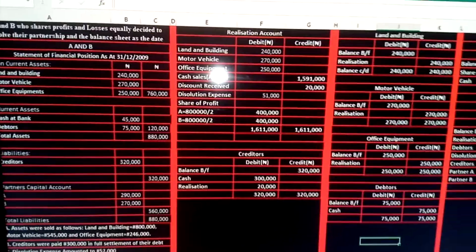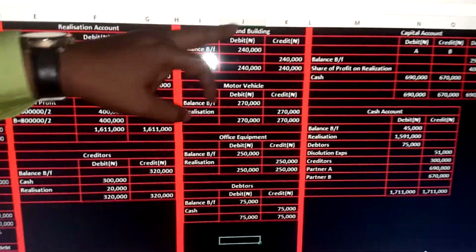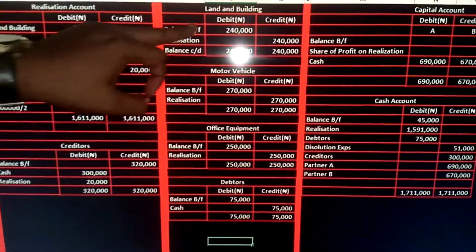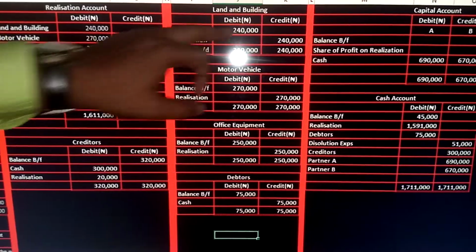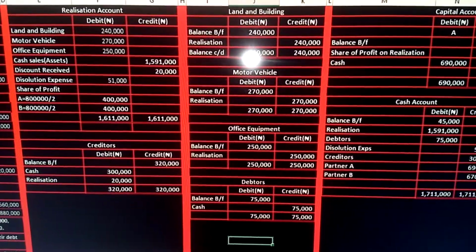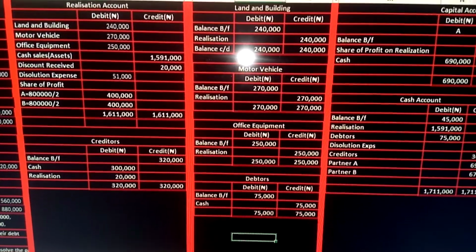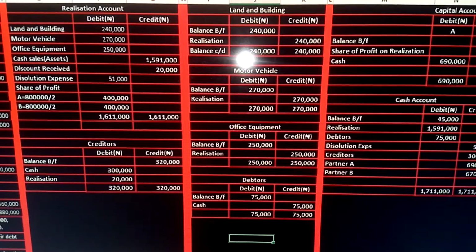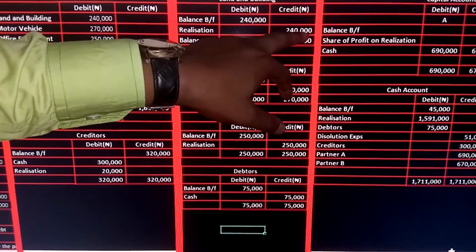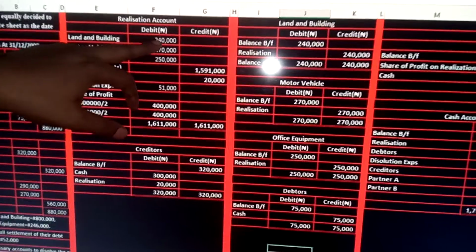So what's the first thing? Show all your asset accounts. This is land and building. Balance brought forward is 240,000 from the balance sheet. Look at it here. Remember, assets have debit balances, so balance brought forward is 240. We want to sell it, so we close the book by transferring it to the realization account. You credit land and building with 240,000 to close it, and then you debit realization account, 240,000.